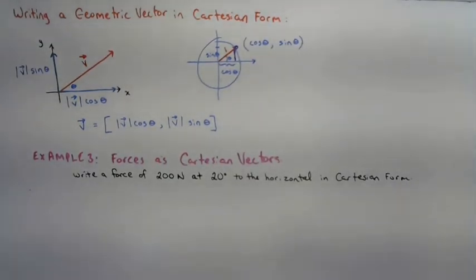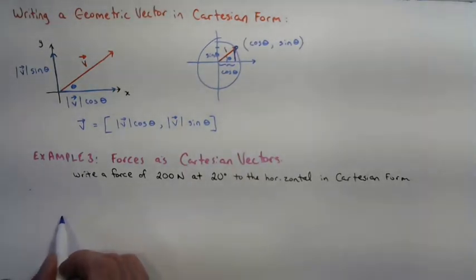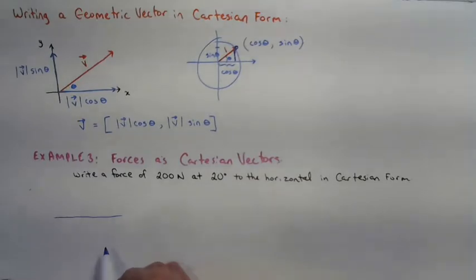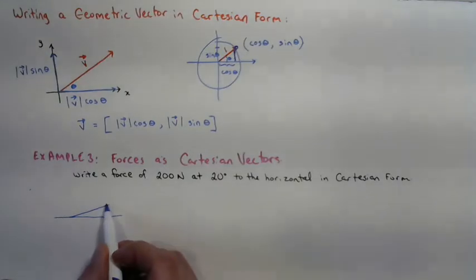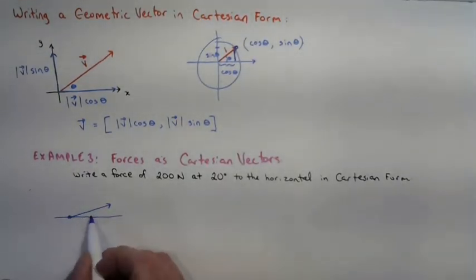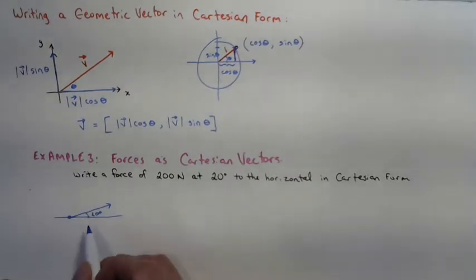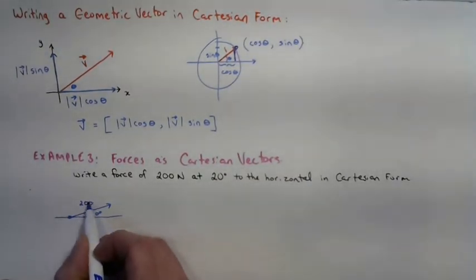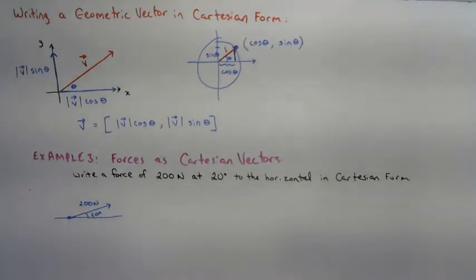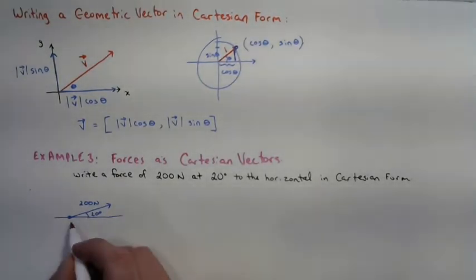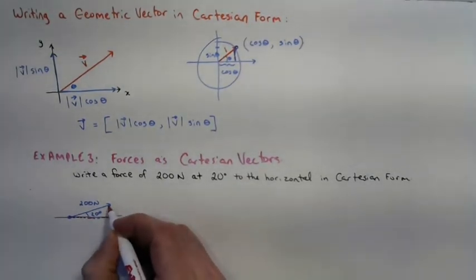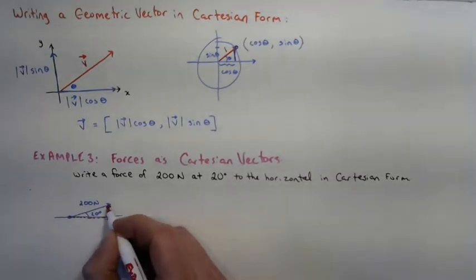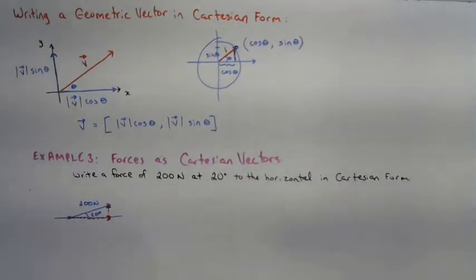All right, a quick diagram might help us out here. Basically, we have the horizontal, and we have 200 newtons at an angle of 20 degrees to the horizontal. So we've got a vector coming from here, we've got 20 degrees in there, that's theta, and we have a force of 200 newtons. What we're really asking then is, how do I express it as the combination of my horizontal force and vertical force, the sum of those two things.